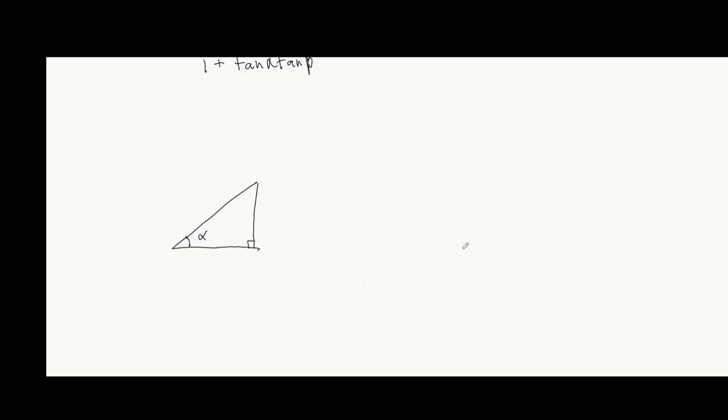So let's start with a right triangle with angle alpha, and then we're going to attach another right triangle to that with angle beta, and let's just complete the rectangle.